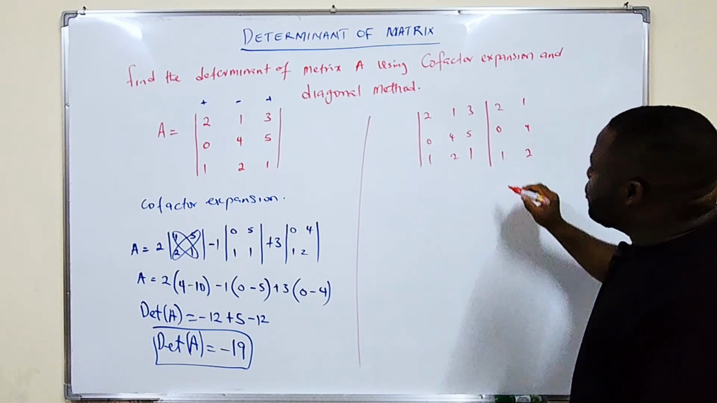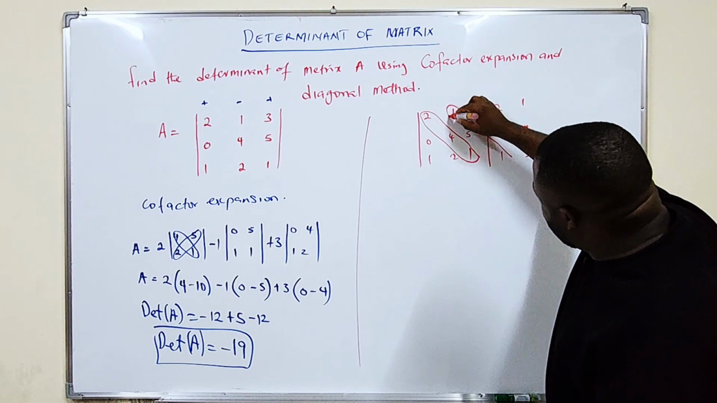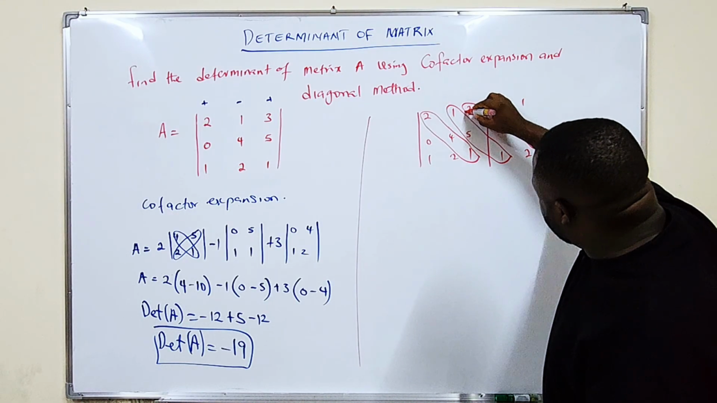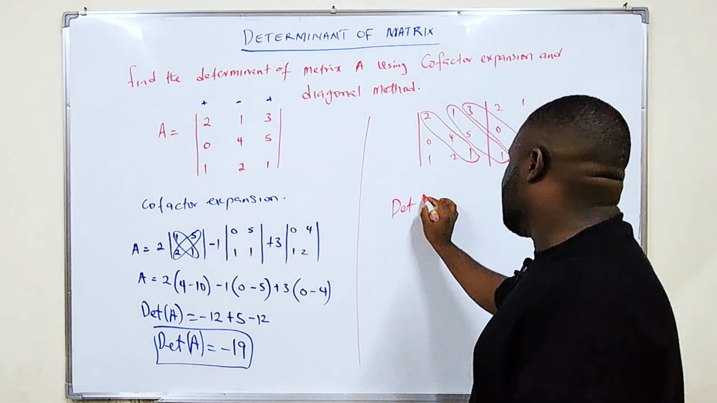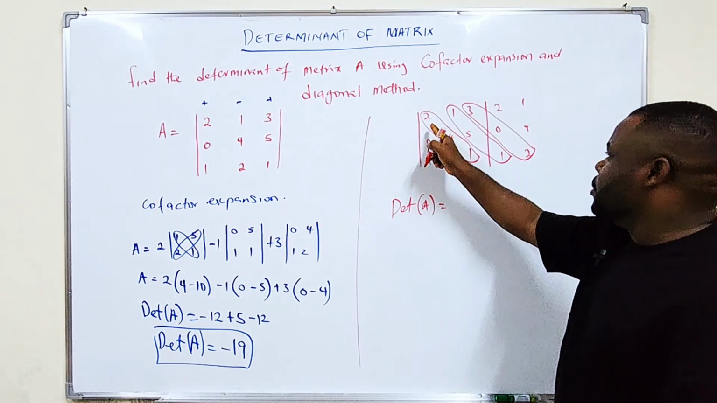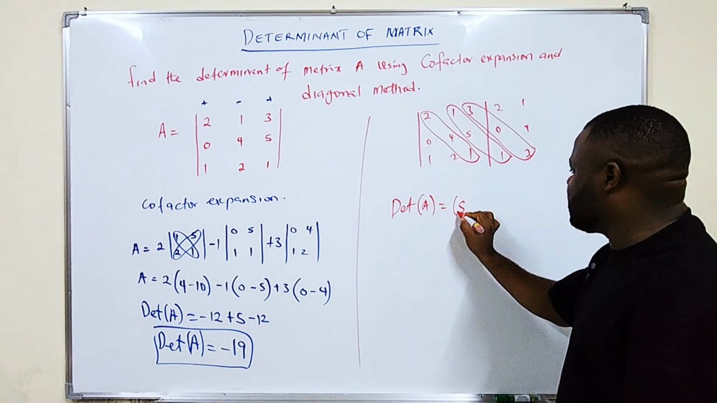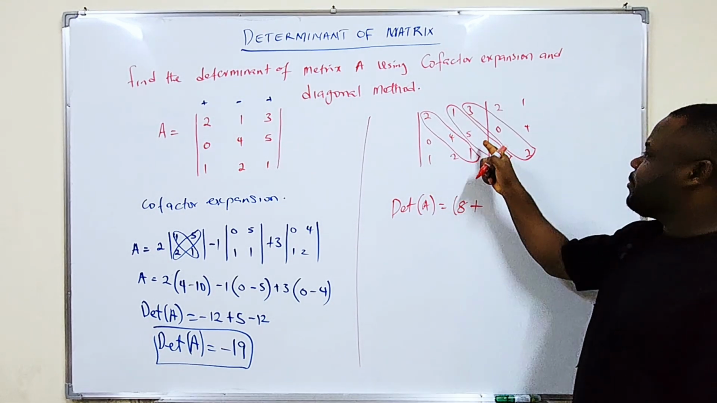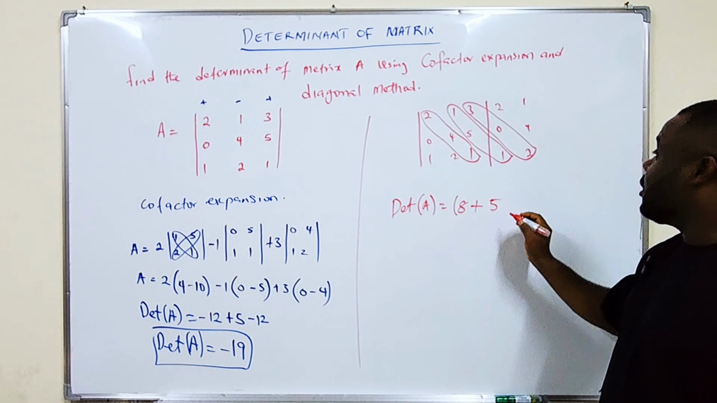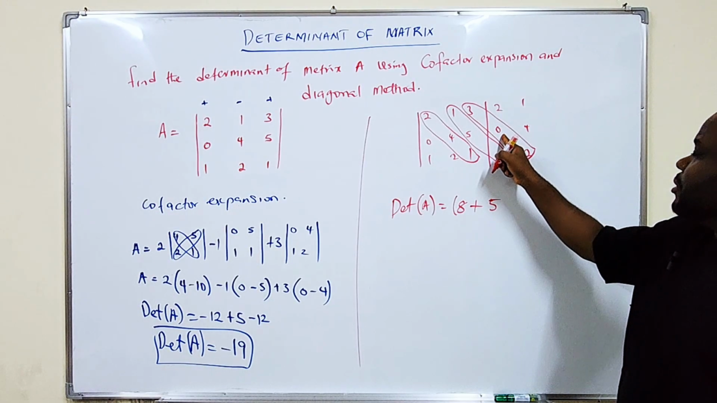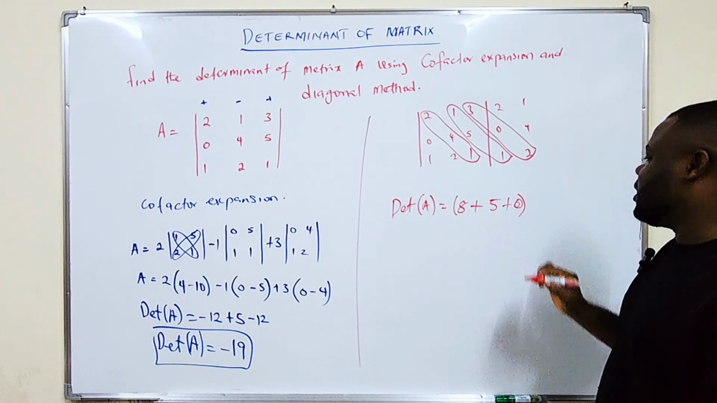So why do we call it diagonal? We find the product of these diagonal elements, and the product of these diagonal elements, and the product of these diagonal elements, and then we find their sum. So we can now say the determinant of A will be 2 times 4 is 8, 8 times 1 is 8. Then plus 5: 1 multiplied by 5 is 5, 5 multiplied by 1 is still 5. Then 3 multiplied by 0 is 0, 0 multiplied by 2 is still 0. Of course, you can say plus 0 or you leave it, so let's write plus 0.